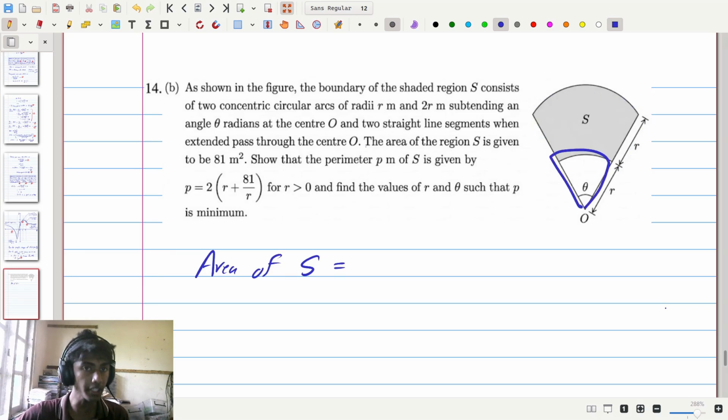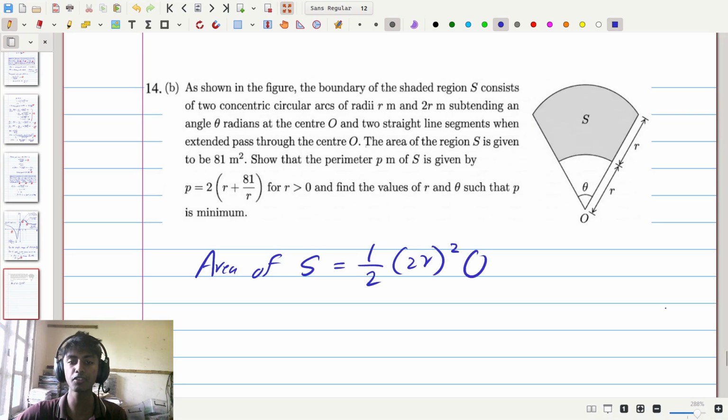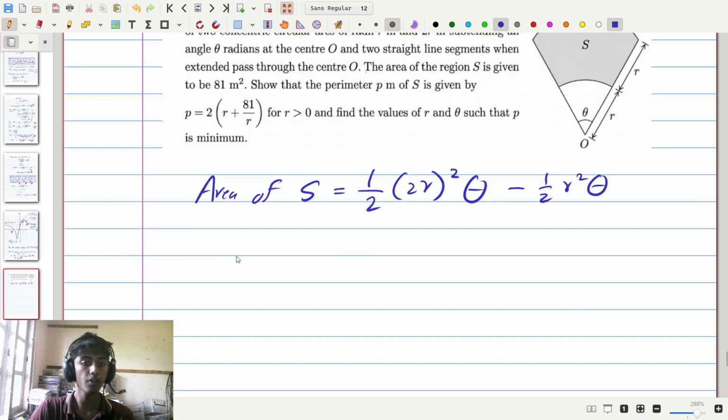Now considering these two sectors, we can see the large sector has radius 2r and an angle of theta, and according to that the area is going to be equal to half times the radius squared times theta, which is half times (2r) squared times theta, and then you have to subtract from that the area of the small sector, which is equal to half times radius squared, so r squared, times the angle theta. So then we get area of S equals half times (2r) squared times theta minus half times r squared theta.